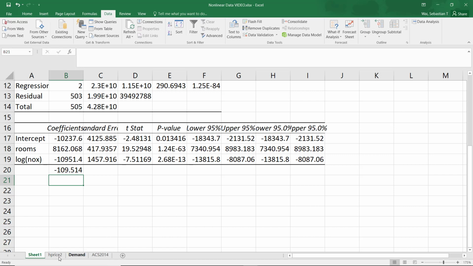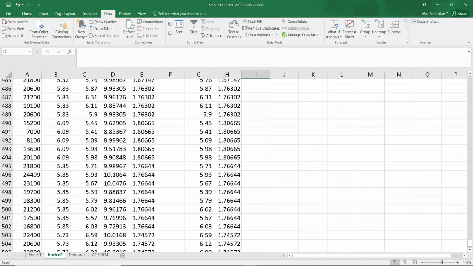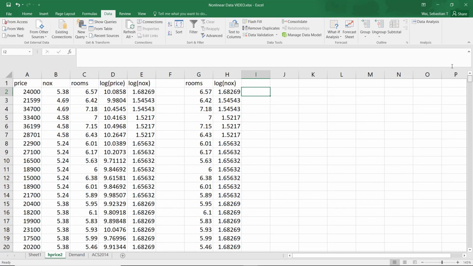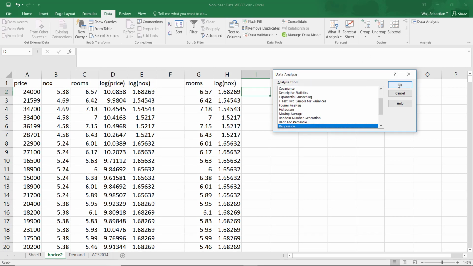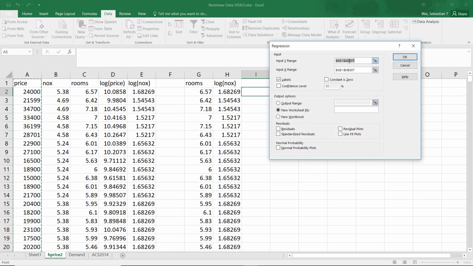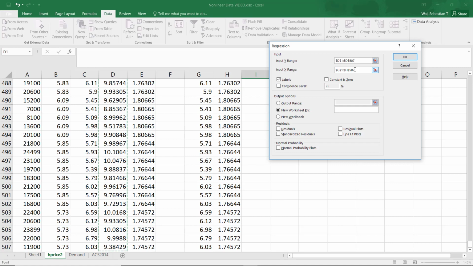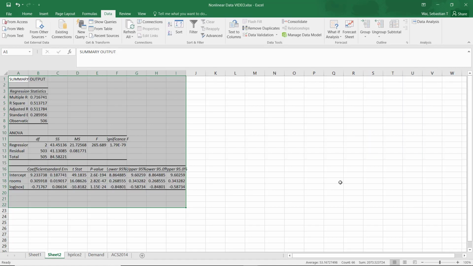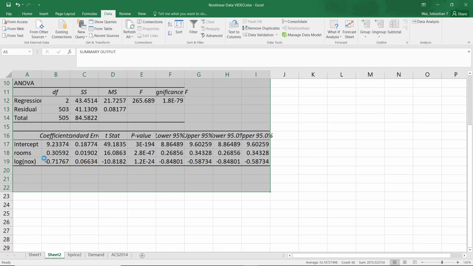Next, we're going to go back to our data set and run one more regression. This time I'm going to change our dependent variable from price to the log of price. Let's take a look at our results.